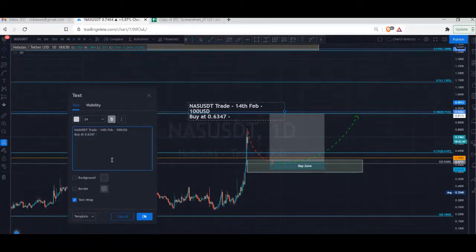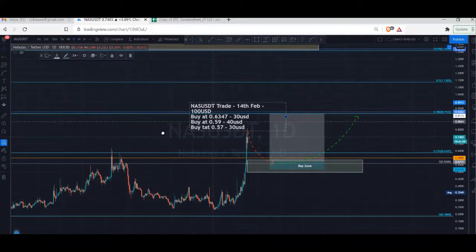Then maybe I spend 30 USD to buy it. My second buy or entry point, I can say buy at 0.59, which is this. And I can say use 40 USD to buy that. Then my third entry, I can now buy at 0.57 and spend the remaining 30 USD to buy it.